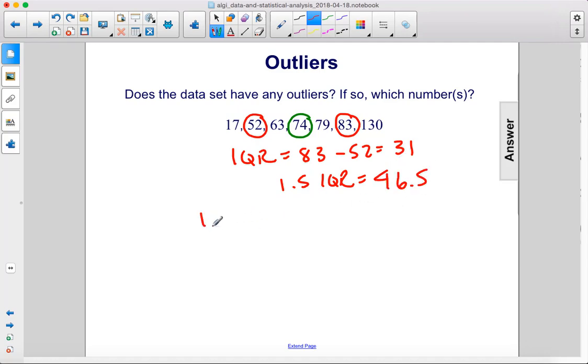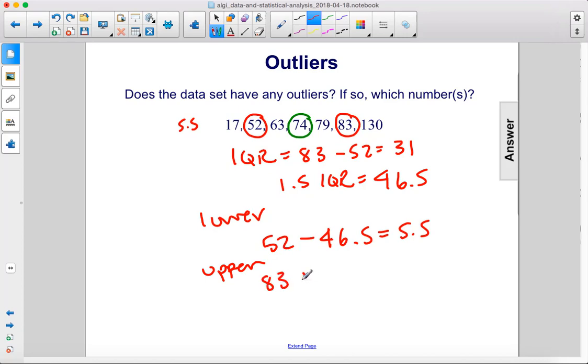So if we take our lower quartile, which is 52, and subtract 1.5 IQR, 46.5, we get 5.5. So 17 is still our lower extreme because it's greater than 5.5. Let's calculate our upper limit. So we take our upper quartile, 83, and we add our limit, 46.5, and we get 129.5. Oh, but look, this is greater than our upper limit. Therefore, this 130 is an outlier.